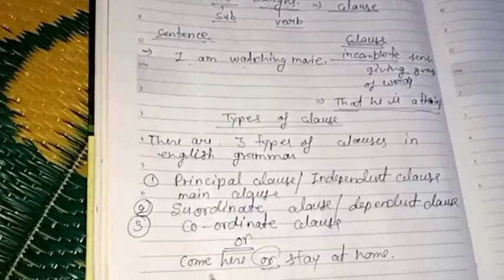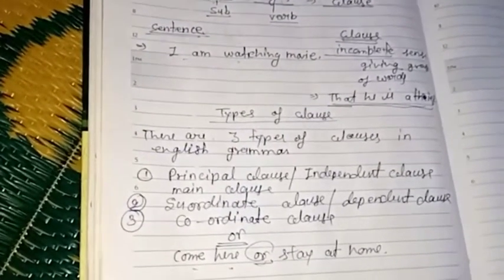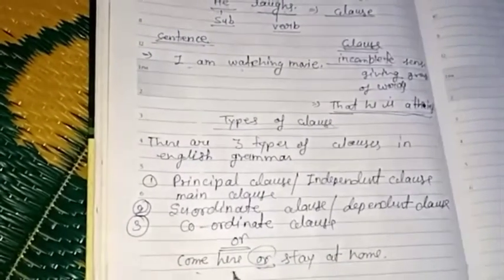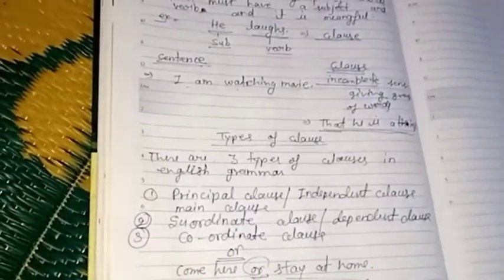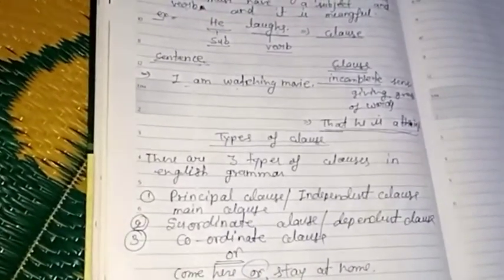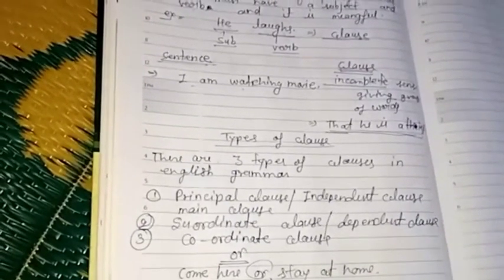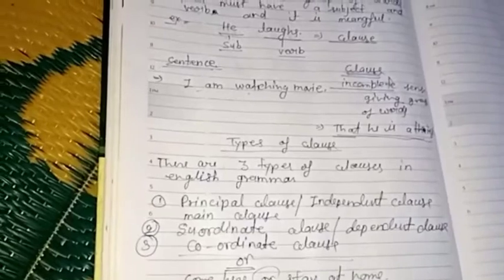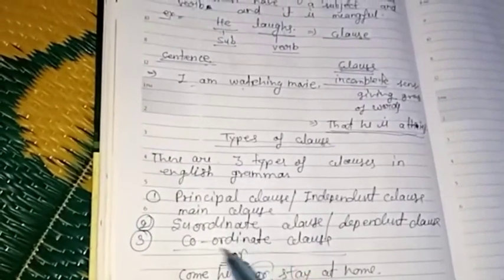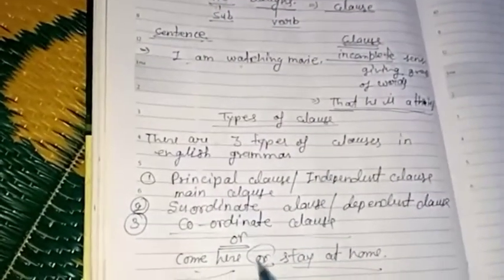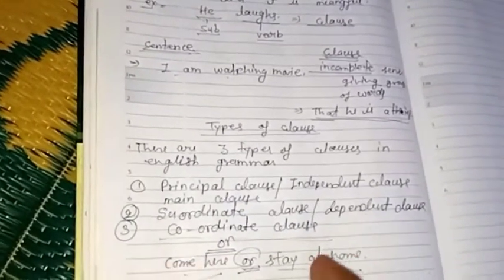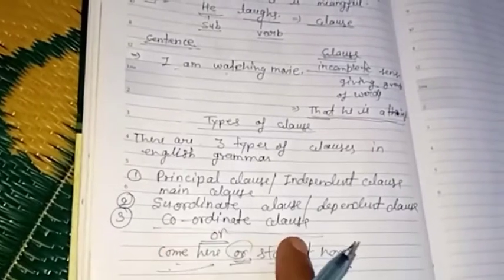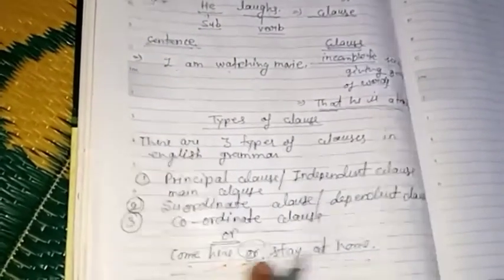So here, यहाँ आइए या घर पे रहिए, घर पे ठहरिए. So there is no relation between these two sentences or clauses. Come here, यहाँ आओ या फिर घर पे रहो. That's it, finish. So we use coordinate clause this way. और हमको coordinate clause शो करने के लिए coordinate conjunction का भी यूज़ करना होता है. So "or" is a coordinate conjunction. We make coordinate clause in English grammar by using coordinate conjunction.